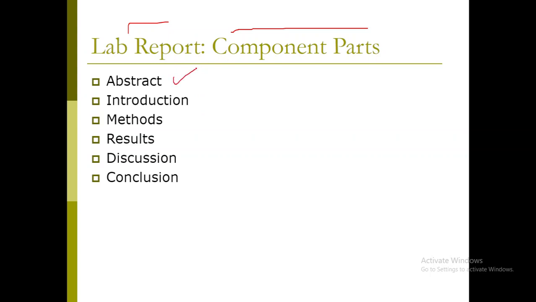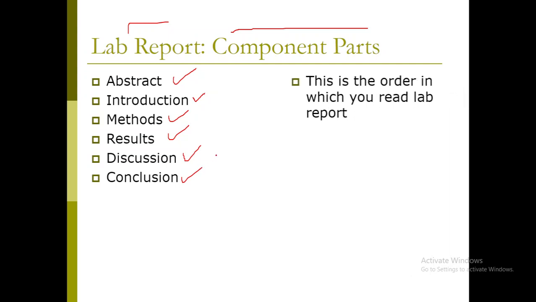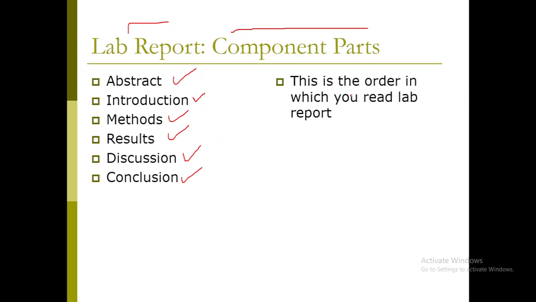First of all, you need to have an abstract, then an introduction, then you need to talk about the methods that were used during that lab work, and then you need to talk about the results. You need to generate discussion, and then finally you need to move towards the conclusion. Now this is the order in which you read and ultimately write the lab reports.